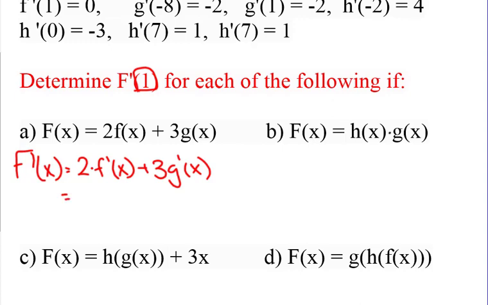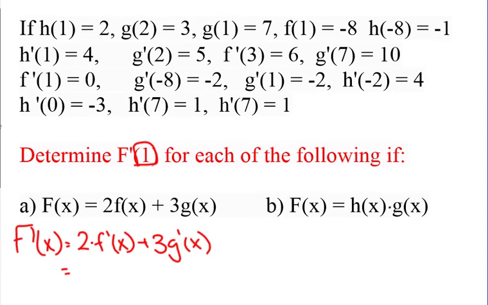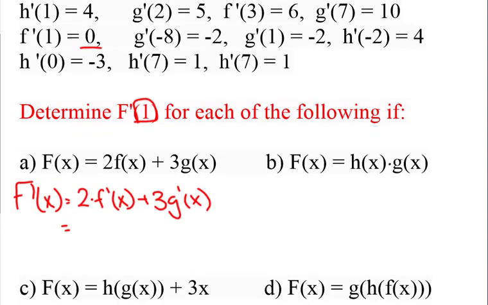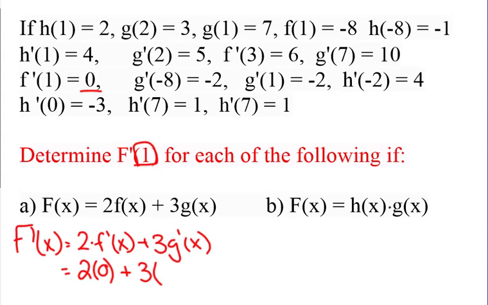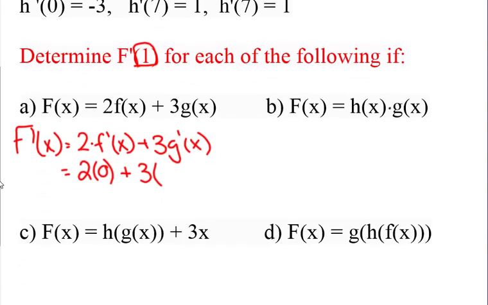So f prime of 1 is 0. So 2 times 0 plus 3 times our g prime of 1 is, if I can find it somewhere up there, there we go, -2. So our f prime of 1 is going to be -6.